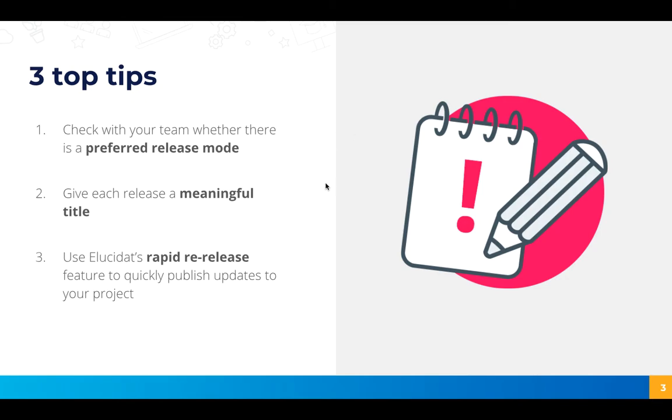Secondly, just remembering to give each release a meaningful title. So if you come back to it after a few months and you need to remember which one is the live release, which one was the test release, you have those labels in there to remember that. And then thirdly, make use of Elucidat's rapid re-release feature to quickly publish updates to your project. You can even release a project, upload it to your LMS before it's finished, and just use that re-release option to push the update through once you've finalised the module.